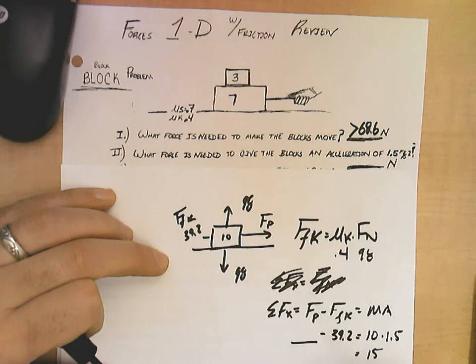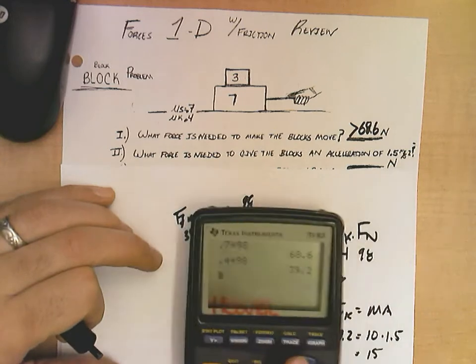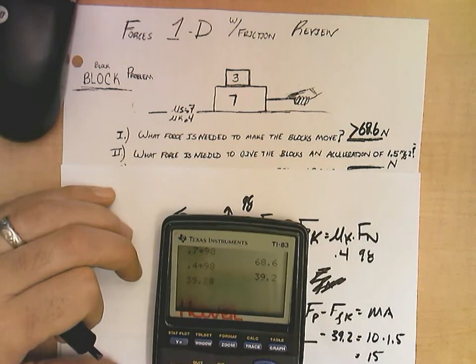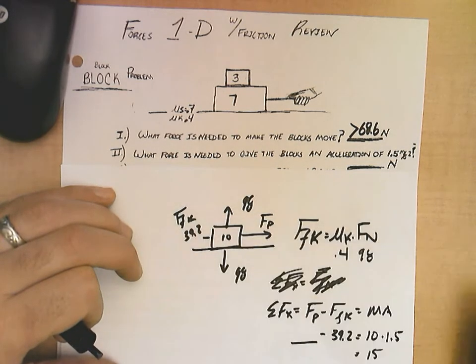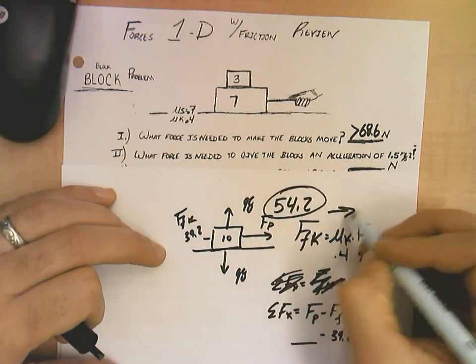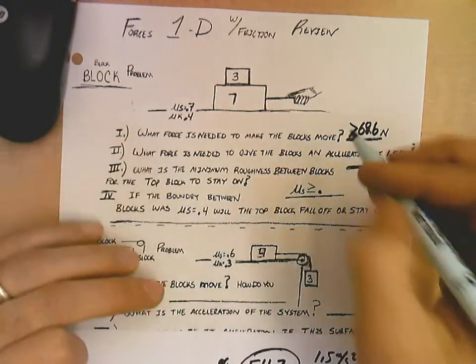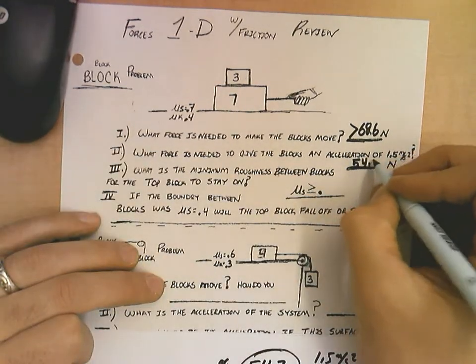So something minus 39.2 is 15. So we can simply say 39.2 plus 15, and we get 54.2. So if F_P is 54.2, it will have an acceleration of 1.5 meters per second squared. So that's what force: 54.2 newtons.